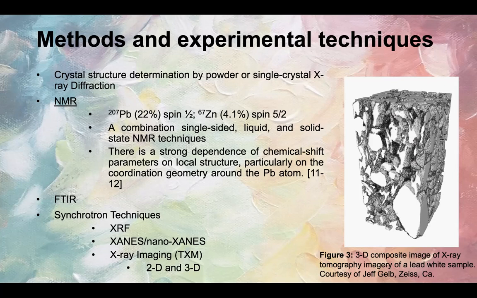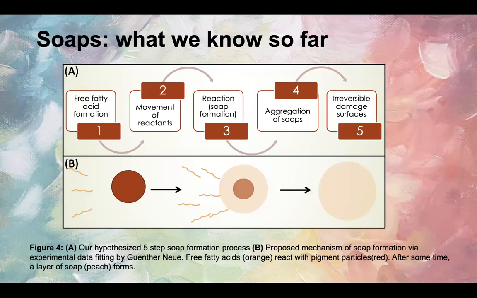We also use FTIR as well as various synchrotron techniques to, again, try to elucidate as much information as we possibly can. The little video that just played is a 3D composite of tomography imagery of a lead white sample. So what you can see is the structure of the lead white pigment in the dried paint. At this small of a scale, it almost appears like a kitchen sponge. So you can see that there are numerous pores and channels and areas for various things to move throughout the paint matrix.